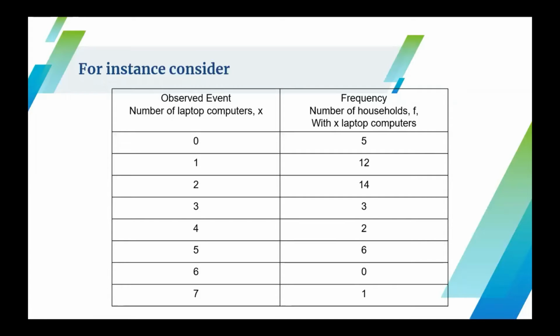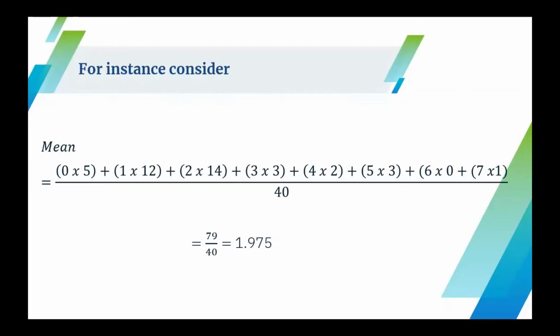Hence, the solution for the aforementioned problem, what is the mean of the frequency distribution table? We get 0 times 5 plus 1 times 12 plus 2 times 14 plus 3 times 3 plus 4 times 2 plus 5 times 3 plus 6 times 0 plus 7 times 1 over 40, which is equal to 79 over 40 or 1.975, which means that the number of laptop computers per household for the homes in the subdivision is 1.975.